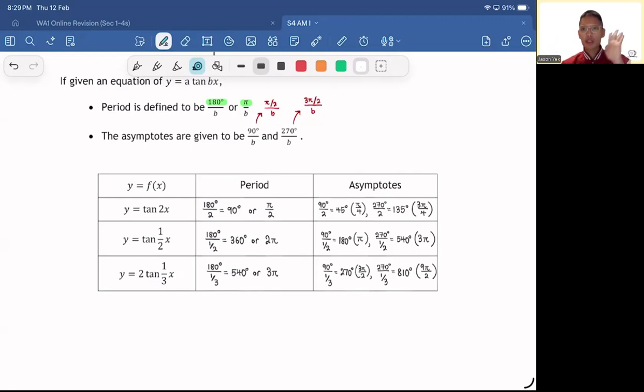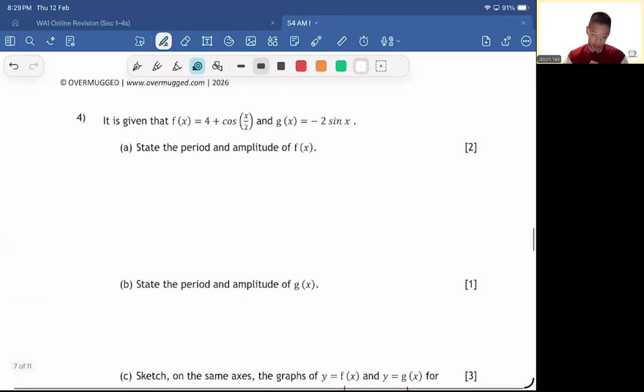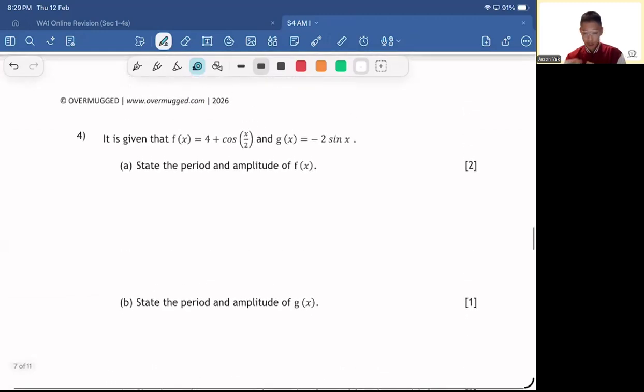Awesome. Now, I'll just have 4 questions for graphs in particular, and I would say it's a little bit of variation as we go along. All right. So the first one is going to be asking you to just state the period and amplitude of both graphs accordingly. Okay, and especially for period for A, just be very careful.